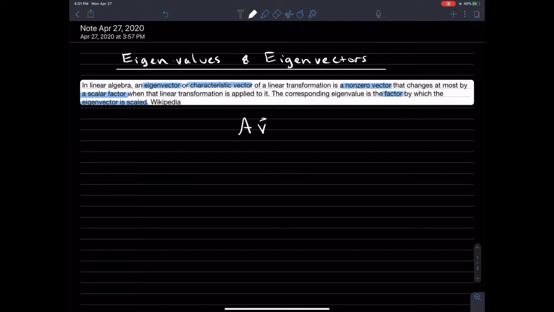An eigenvector of a transformation is a non-zero vector that changes at most by a scalar factor when you apply it. So that's saying the vector doesn't change at all. It does change a little bit. It changes by a scalar. The scalar that we will use here on the right side is called lambda, okay? That lambda is going to actually be my eigenvalue.